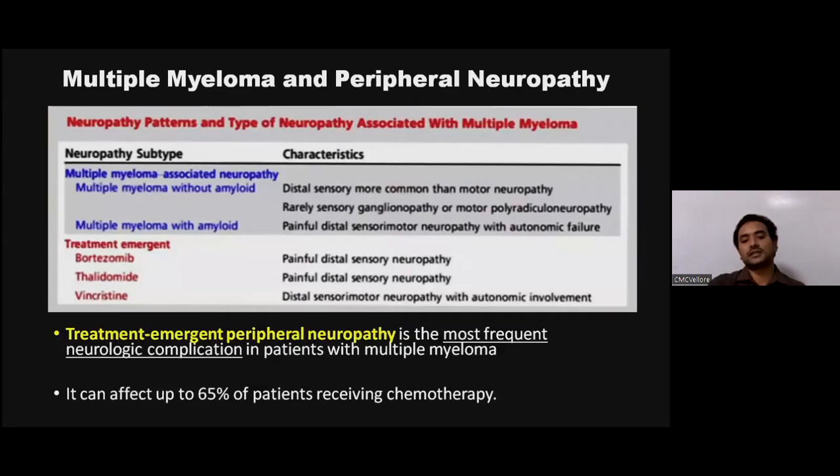Treatment emergent peripheral neuropathy is the most frequent neurological complication in multiple myeloma associated neuropathy. It can affect 65% of patients receiving chemotherapy. We should be aware of that.